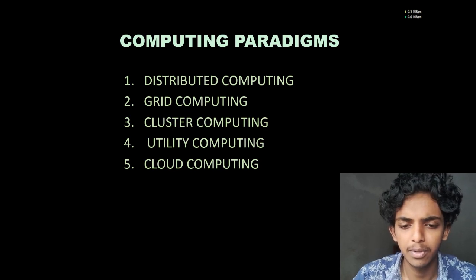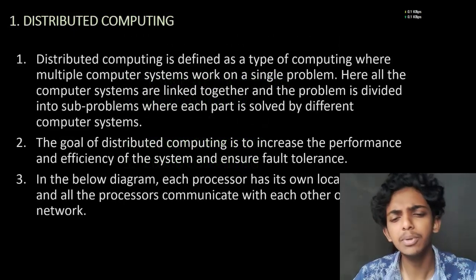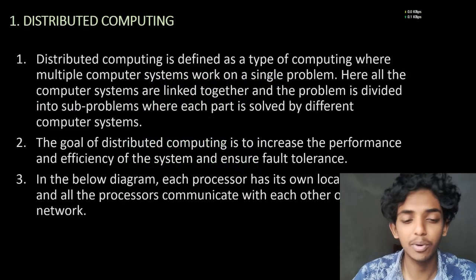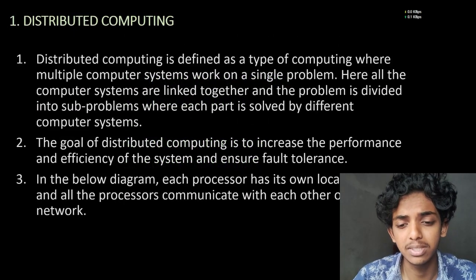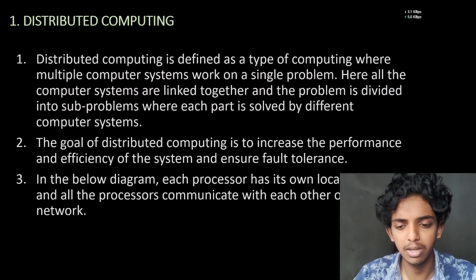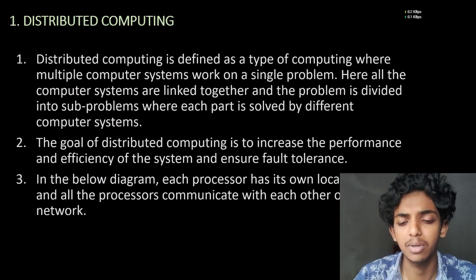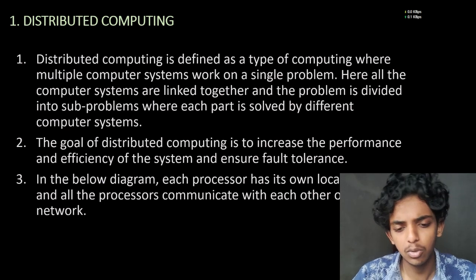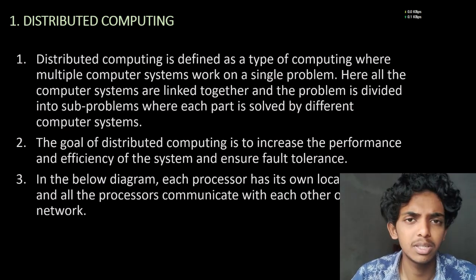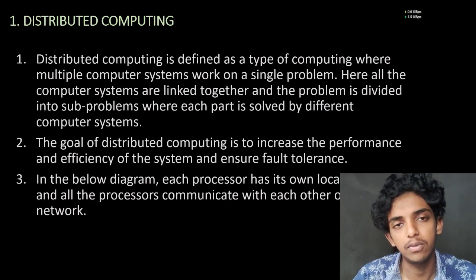So, first one, what is distributed computing? Distributed computing is defined as the type of computing where multiple computer systems work on a single problem. Here all the computer systems are linked together and the problem is divided into subproblems, where each part is solved by different computer systems. The goals of distributed computing are to increase the performance and efficiency of the system and ensure fault tolerance.